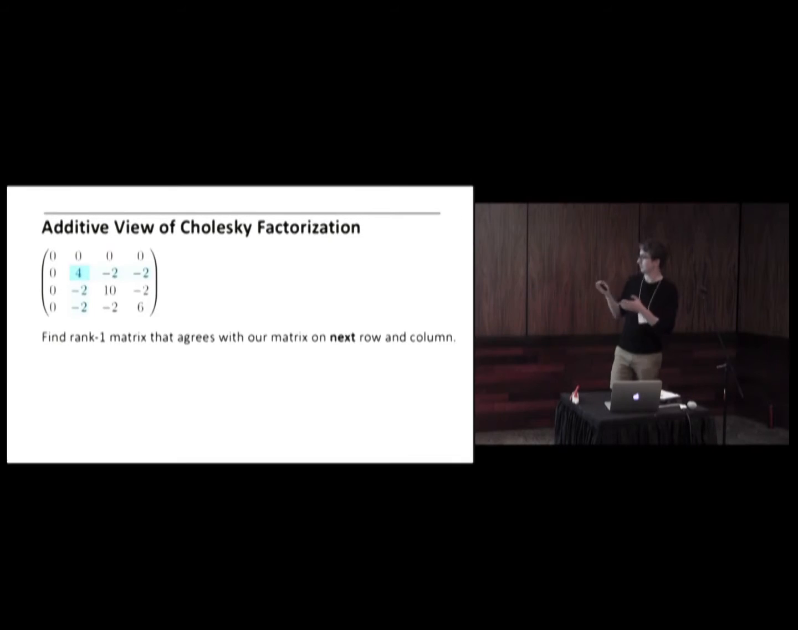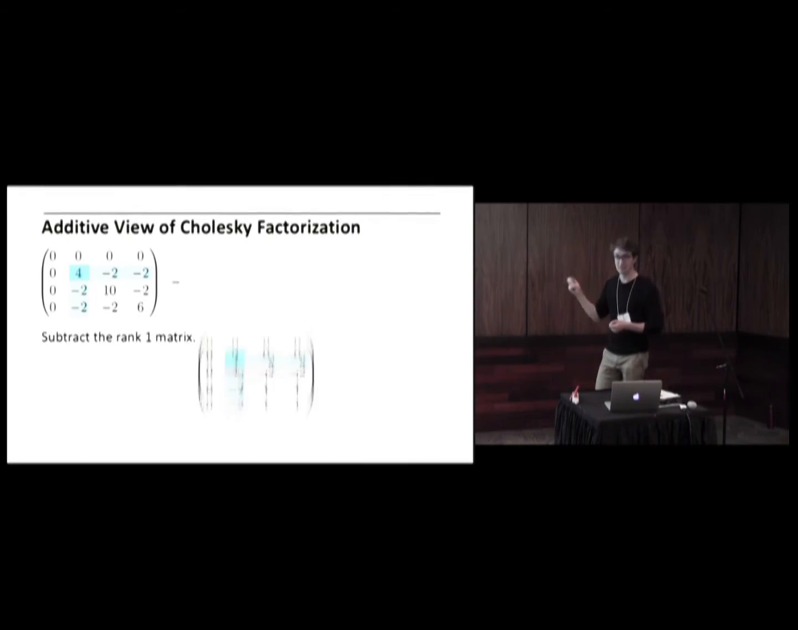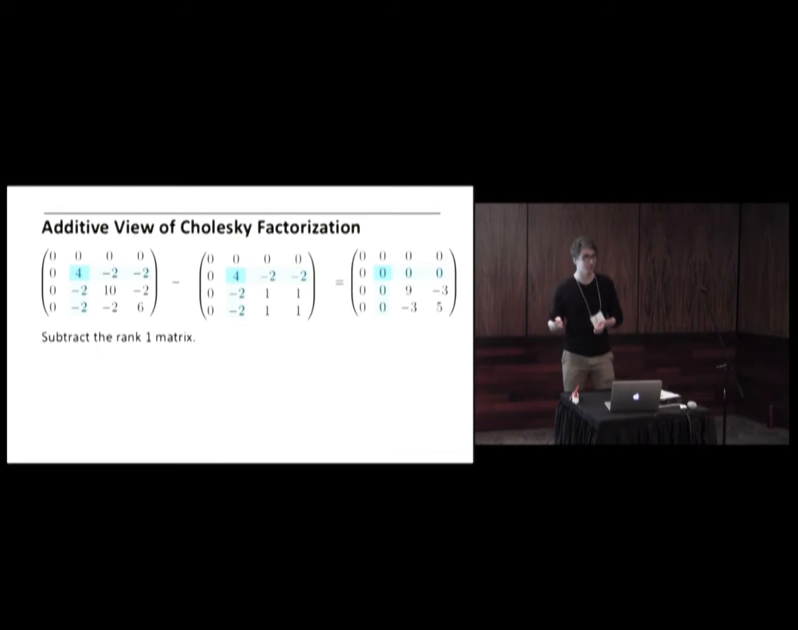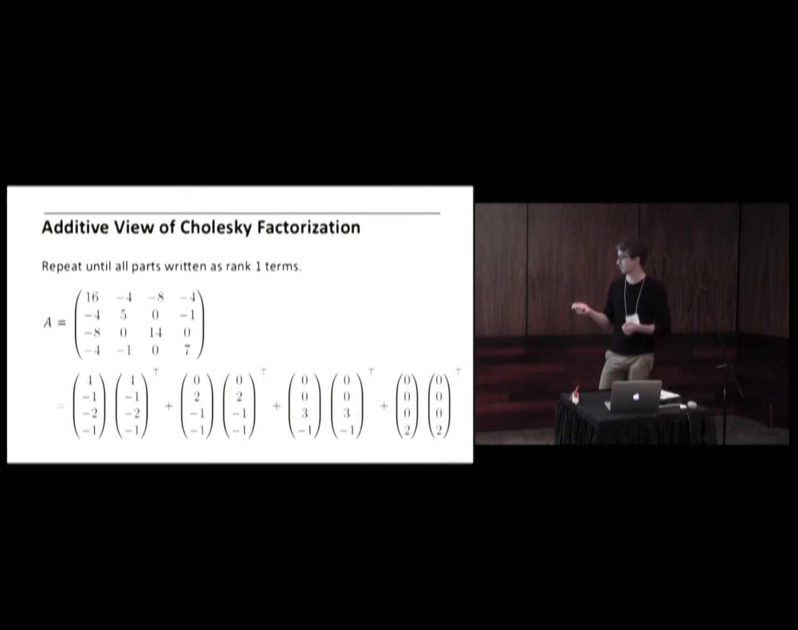So we can repeat. Find the rank 1 matrix that agrees with our current matrix on the next row and column. Here's that rank 1 matrix. Now let's subtract the rank 1 matrix. Now we have zeros in the first and second row. And of course we can repeat this, and we say we've eliminated the second variable. We can repeat this until all parts are written as rank 1 terms. So here's A written as a sum of rank 1 terms.